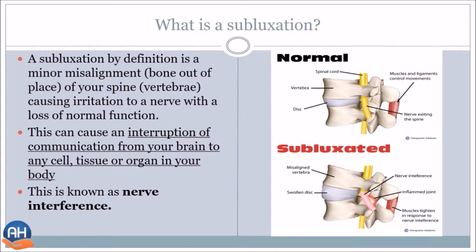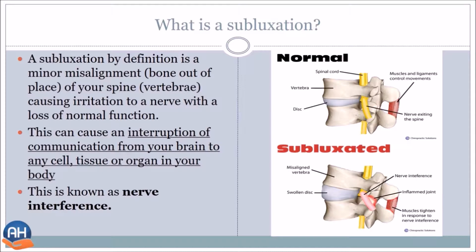So, according to my slides, a subluxation is defined by a minor misalignment of your spine or your vertebrae, causing irritation to the nerve with loss of normal function. Now, an easier way to talk about this is what we say as chiropractors, it's a bone out of place. Now, this bone out of place can actually affect you in many different ways.